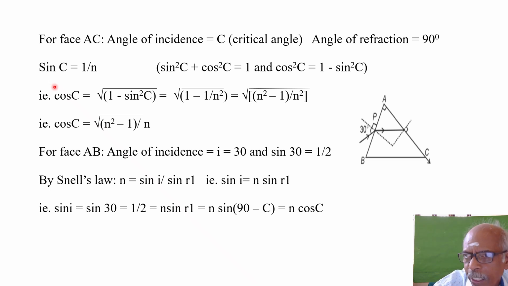Sin 90 is equal to 1, is it not? This is the angle of refraction, 90 degrees. So sin 90 is equal to 1. So it is merely sin C is equal to 1 by n, where the angle of incidence is C, the critical angle. So sin C is equal to 1 by n.